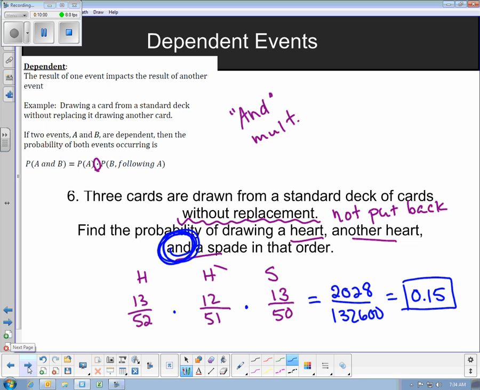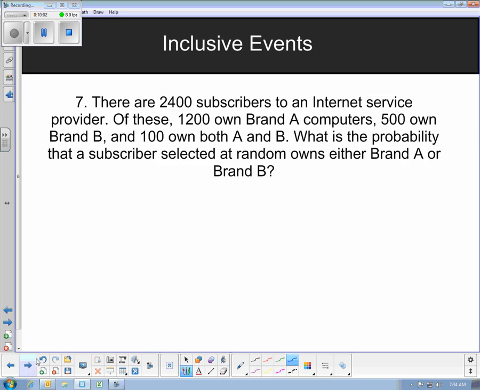Okay. Let's move on to number 7. Number 7 is going to be back to those inclusive events. It says there are 2,400 subscribers to an internet service provider. Of these, 1,200 own brand A computers, 500 own brand B computers, and 100 own both A and B. What is the probability that a subscriber selected at random owns either brand A or brand B?